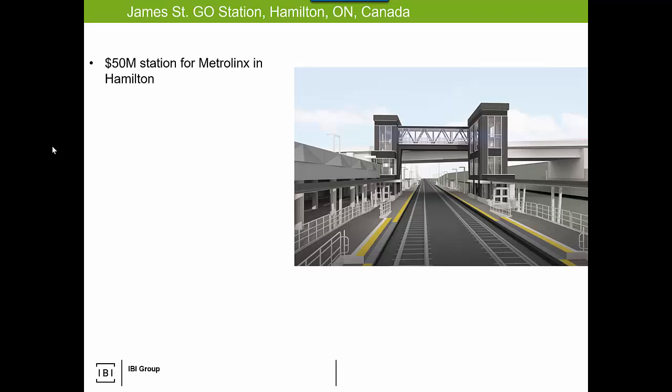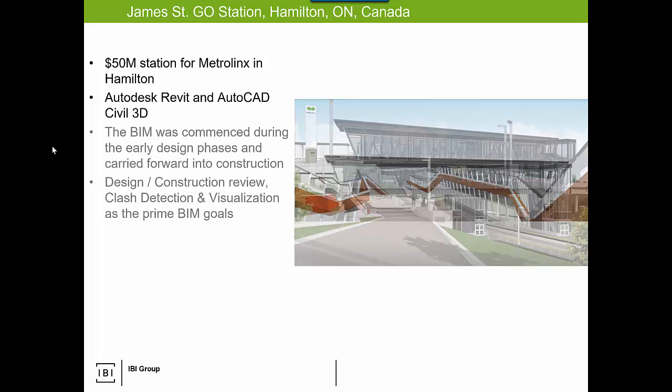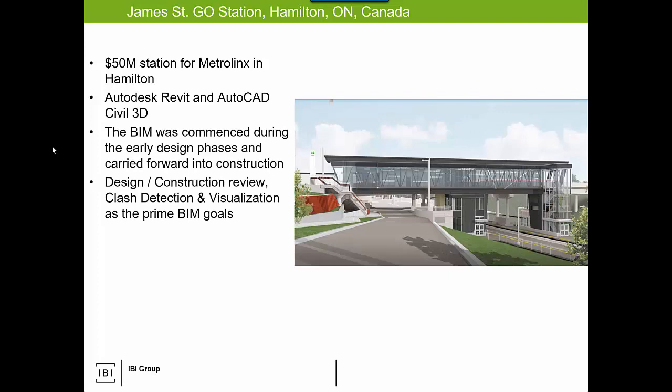This is the James Street GO station in Hamilton, Ontario. And the reason I like to show this is that, again, it is a major multidiscipline project. The software used was Revit and Civil 3D. They started doing BIM early in the design to have concepts, and it was carried forward through to construction. Notice the BIM goals, and you'll see a lot of this, especially in the earlier days of where I work. The BIM goals are your primary or common ones: design review, clash detection, visualization.